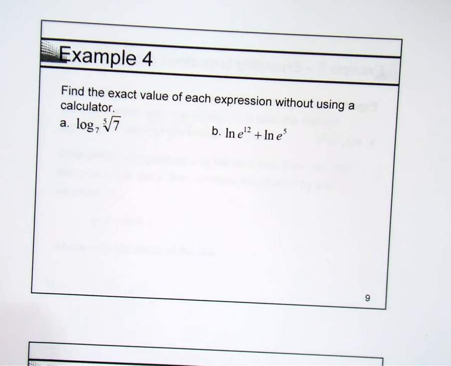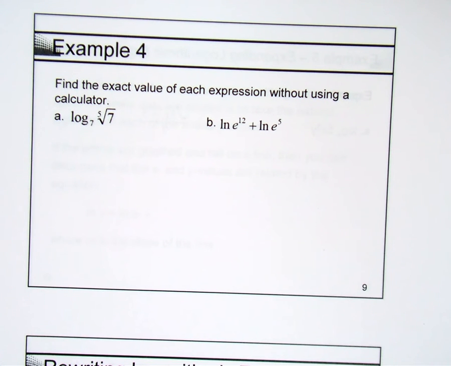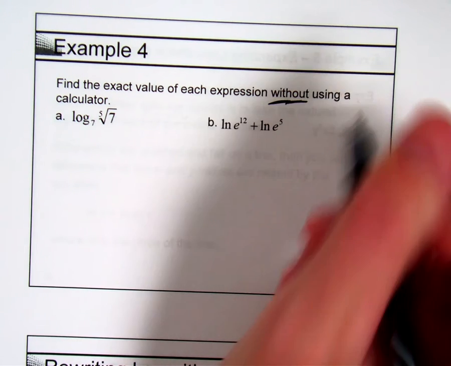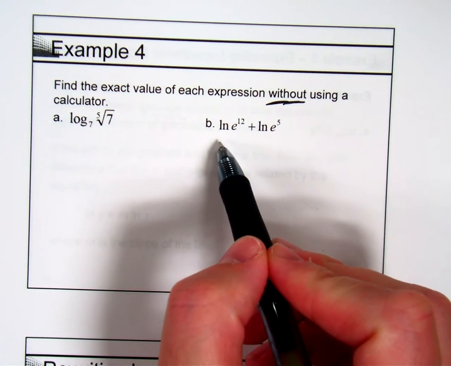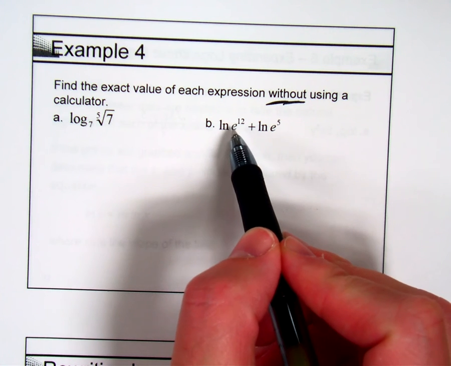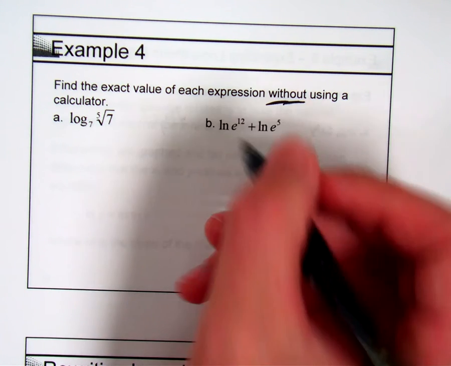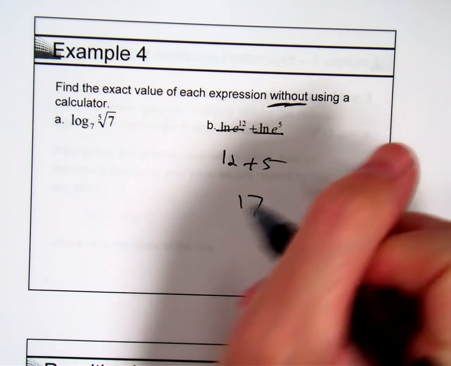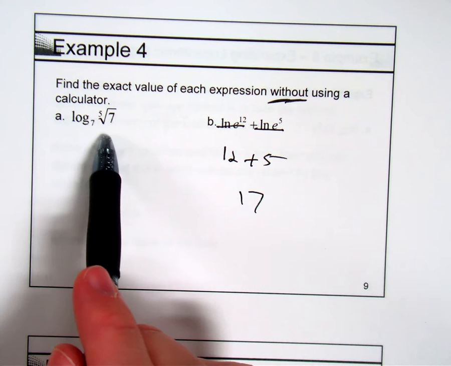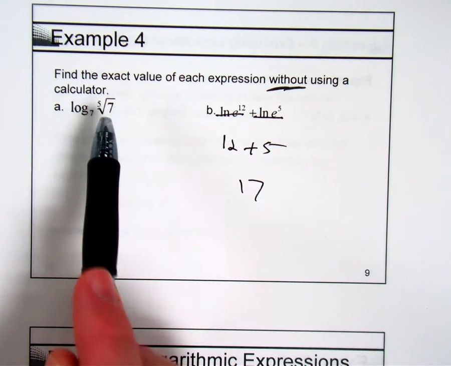Okay, next one. Find the exact value of each expression without using a calculator. Use your brains. Okay? So these should have some pretty quick little tricks to them, right? Alright, look it over here. Natural log of e. Natural log is the inverse of e. Boom. 12. Boom. Plus 5. 17.